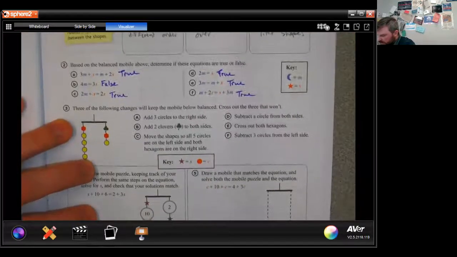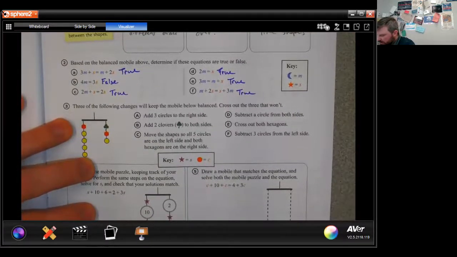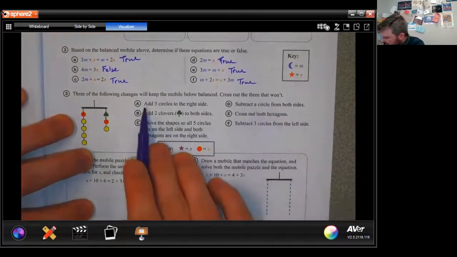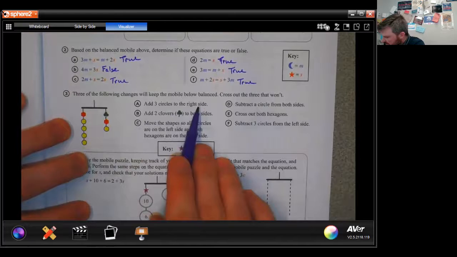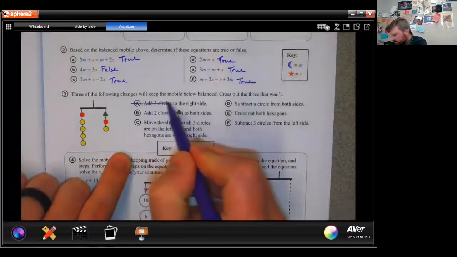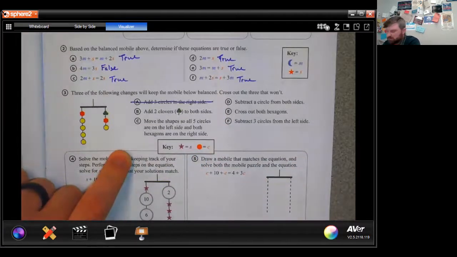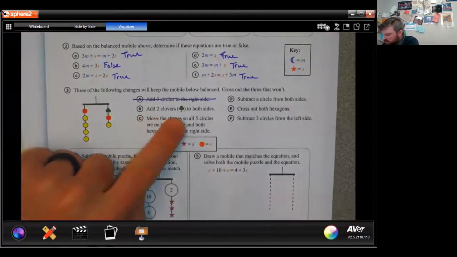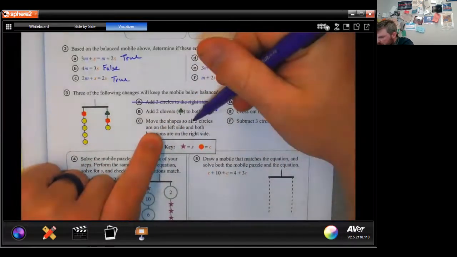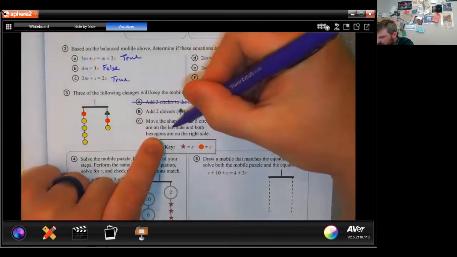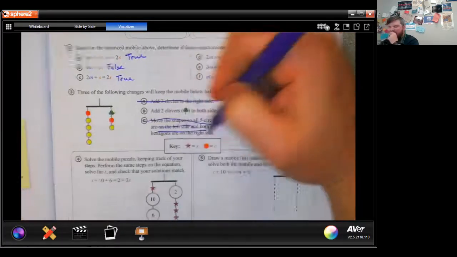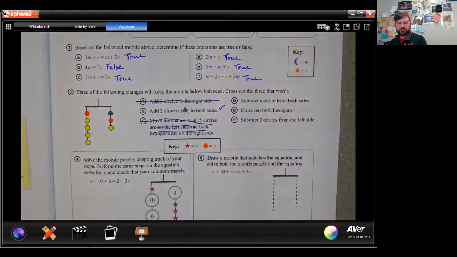3 of the following changes will keep the mobile balance. Cross out the 3 that won't. Okay, if I add 3 circles to the right side, okay, if I just add 3 to this side, that will not be true. You can't do that. Remember, what you do to one side, you have to do to the other. Add 2 clovers to both sides. That's good. Move all the shapes so all 5 circles are on the left and both hexagons are on the right. You can't just move shapes to one side.